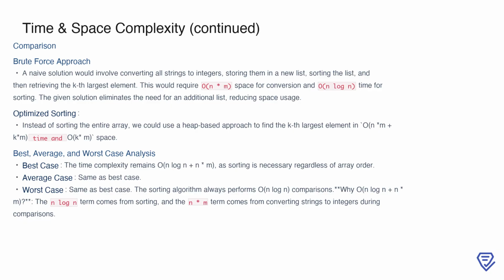Alternatively, we could optimize further by using a heap-based approach. Instead of sorting the entire array, we could use a heap to find the kth largest element. This would have a time complexity of n * m plus k * m, and a space complexity of k * m. Finally, whether we consider the best, average, or worst case, the time complexity for the current solution remains n log n plus n * m, because sorting is unavoidable and always requires n log n comparisons. The additional n * m term comes from converting strings to integers during comparisons, which is consistent across all cases.